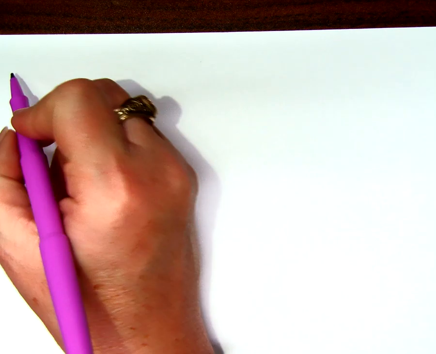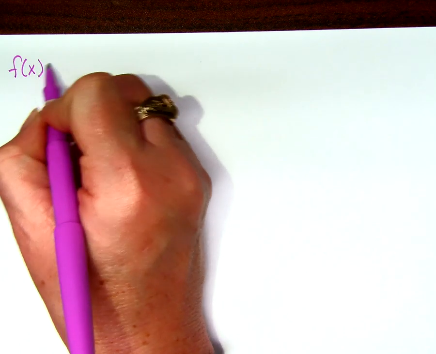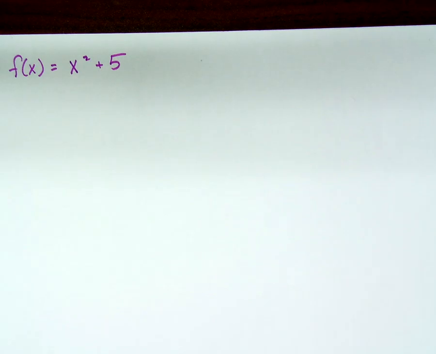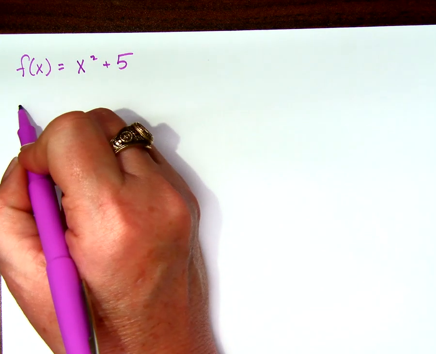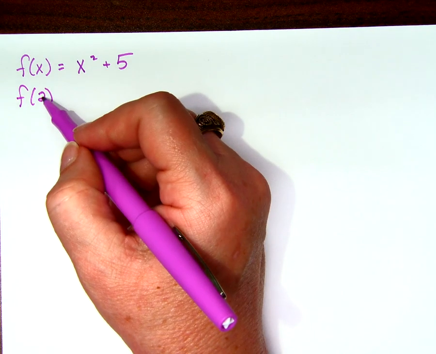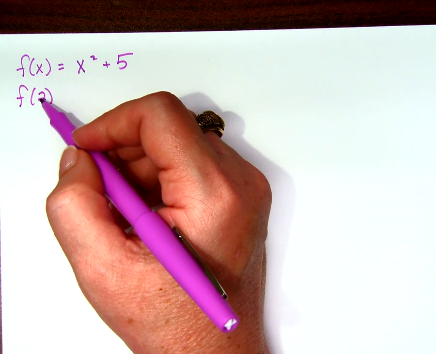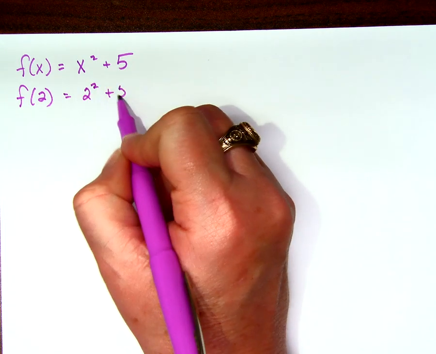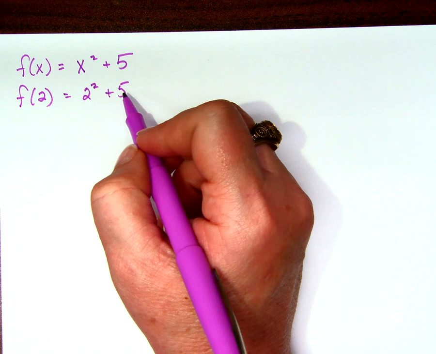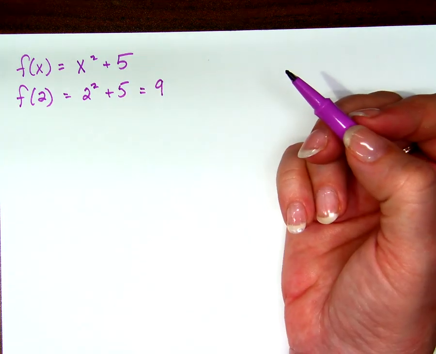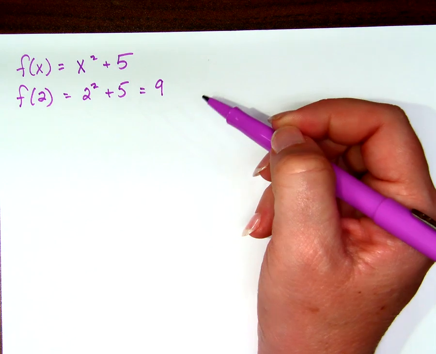If I'm evaluating a function, you're going to be given something that looks like this. F of x equals x squared plus 5. And then what they're going to say is find f of 2. Well, what used to be here? X. So what do they want you to put there instead? A 2. 2 squared plus 5. 2 squared is 4 plus 5 is 9. Done. We did those a lot, didn't we?